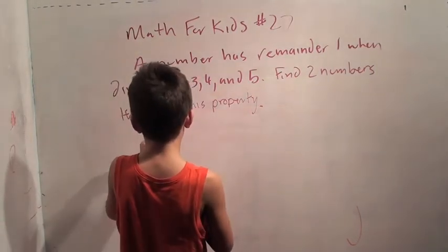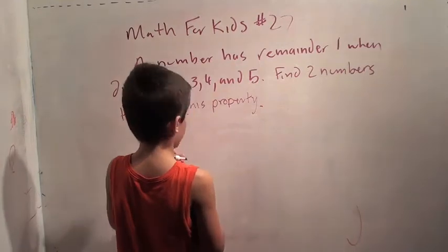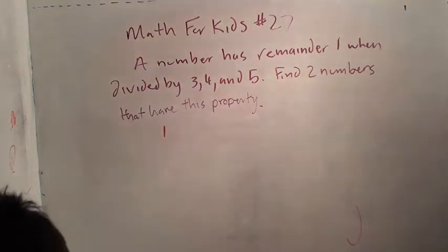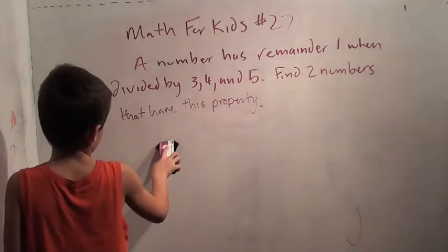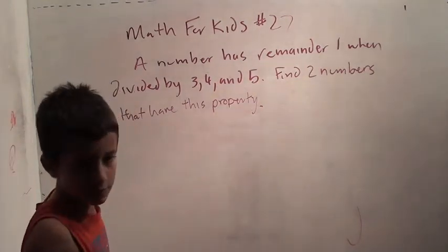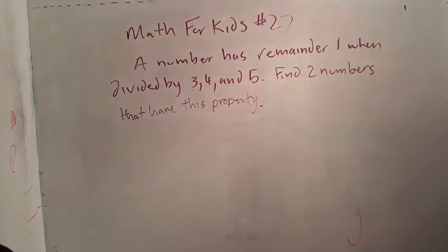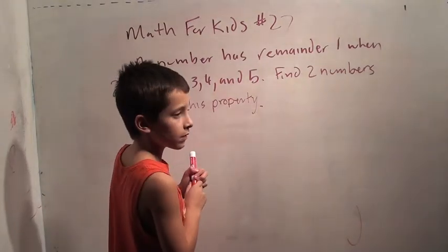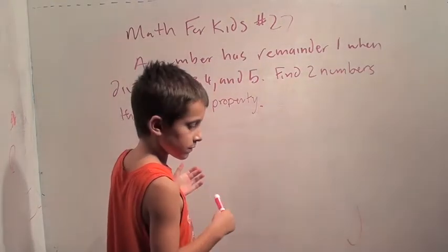Well, actually, no, not 1. 1 doesn't work. Why not? Because it doesn't leave a remainder of 1 divided by 3 and 4. Well, let's begin. Stop. Why doesn't 1 work?